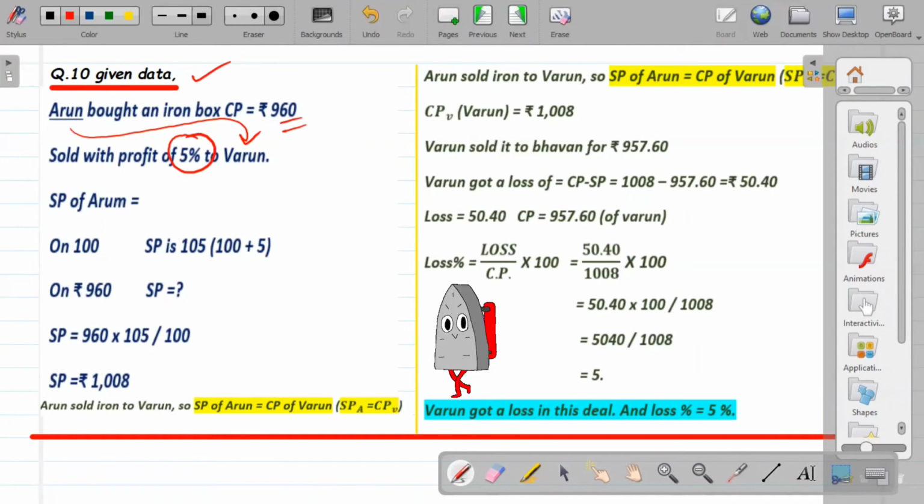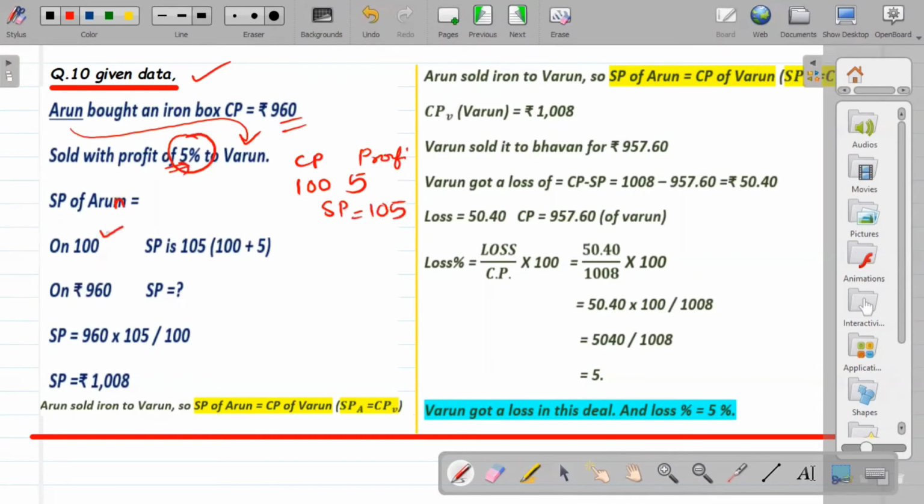Then what is the selling price for Arun? अरुण ने 5% प्रॉफिट तो गेन किया, बट उसमें उसका सेलिंग प्राइस क्या था? बिकॉज नाउ ऑन 100 रुपीज उसके ऊपर 5% प्रॉफिट है, मतलब 100 के ऊपर उसको 5% प्रॉफिट हो रहा है. तो अगर इफ वी कंसिडर CP एज 100 एंड प्रॉफिट एज 5 रुपीज, मतलब उसने डेफिनेटली वो चीज उसको 105 रुपीज में सेल की होगी. सो फॉर 100 rupees CP the SP is 105. Then on 960 rupees, what will be the SP?